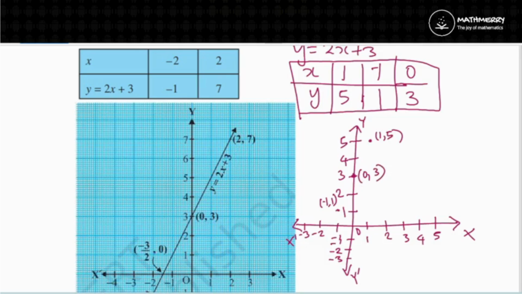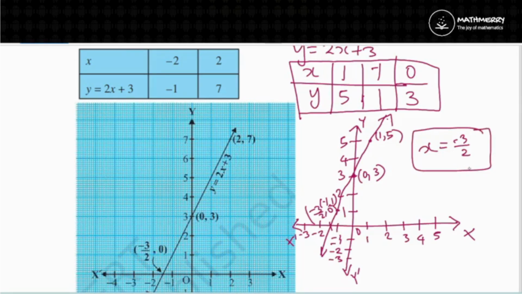Now what we have to do is draw a straight line through these points, and see where it touches the x-axis. So this particular line touches the x-axis at -3/2, 0. That means the x value here is -1.5 or -3/2. So this is the value of x for this given polynomial, y equal to 2x plus 3. The value of x is -3/2. So this is the 0 of this polynomial.